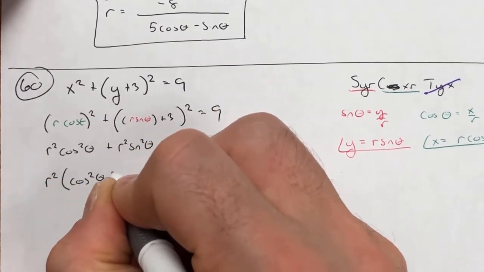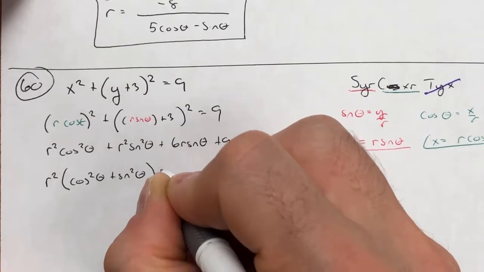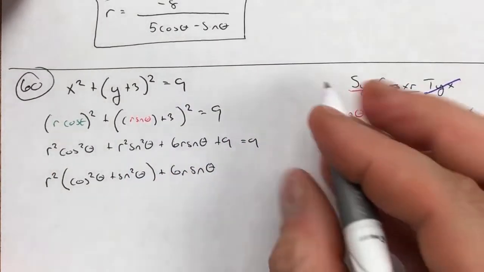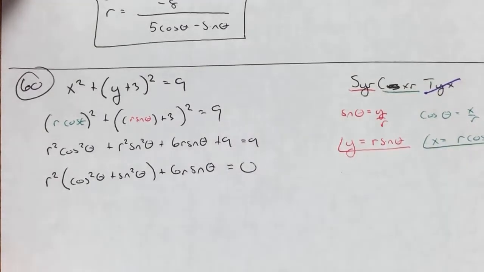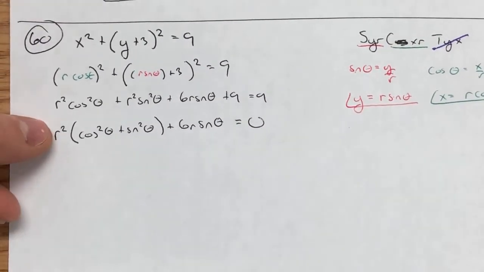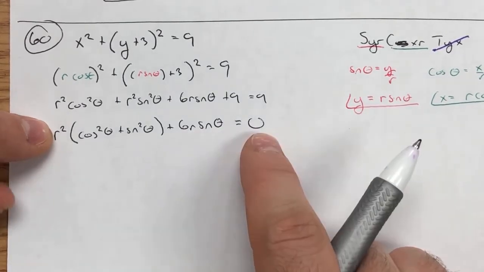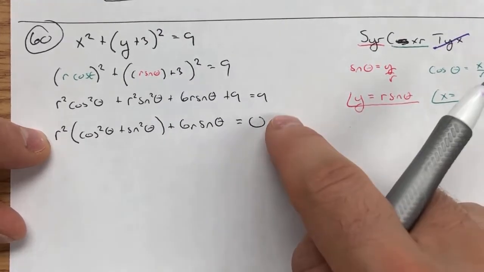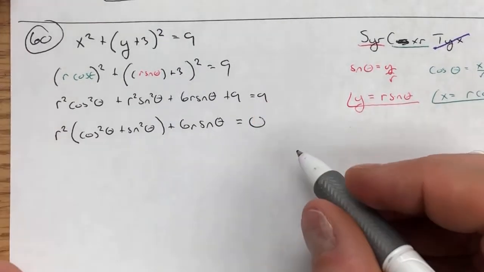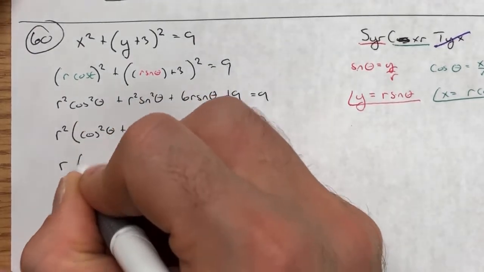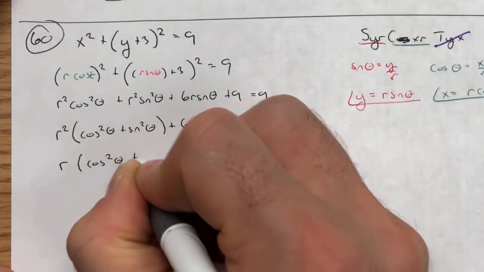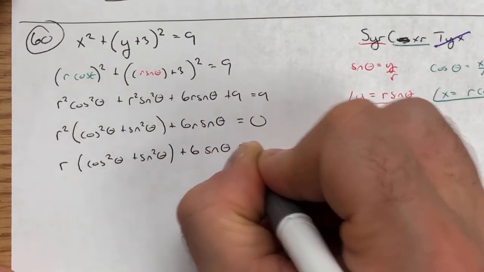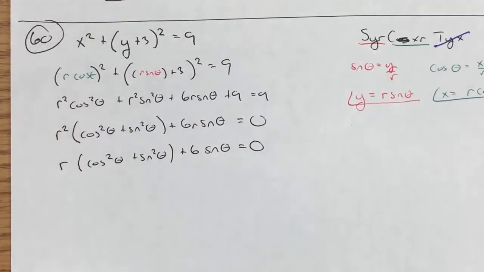Cosine squared of theta plus sine squared of theta plus 6r sine of theta. And I'm going to go ahead and subtract both these 9s right off the bat and say equals 0. Okay, so I have an r squared, an r, and a 0. Because both these terms have an r, I can divide all 3 terms by r, and 0 divided by r is going to be 0. So in fact, it reduces this to r cosine squared of theta plus sine squared of theta plus 6 sine of theta is equal to 0. All terms have been divided by r.